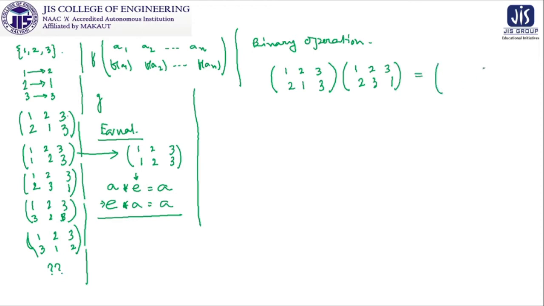The composition rule of permutations tells us, please concentrate: 1 goes to 2, 2 goes to 1, so it will be 1. 2 goes to 3, 3 goes to 3, so it will be 3. And 3 goes to 1, 1 goes to 2, so it will be 2. So this is the resulting permutation of the composition of these two permutations. Clear? This is the rule.